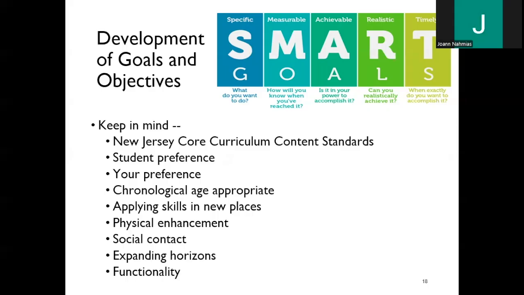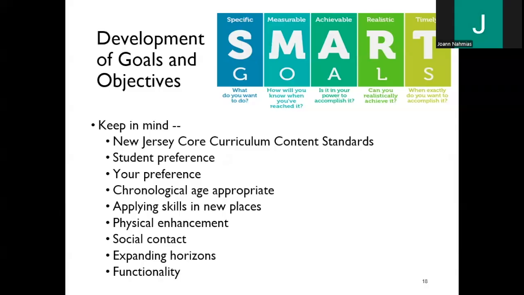Goals should also reflect your input. What do you see as important for growth? They should ensure that they are chronologically age appropriate, even if skill levels vary. We want to think about whether the student can apply these skills in new places and real-world situations. We want to consider goals that support physical development, promote social interaction, and expand the student's experiences.